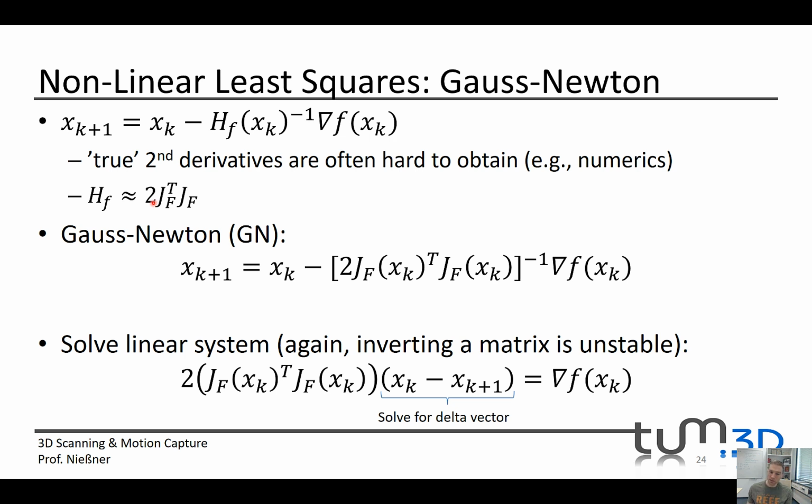Okay, and for Gauss-Newton then, now we're just taking this term here, right? We're putting in here 2 times JTJ.